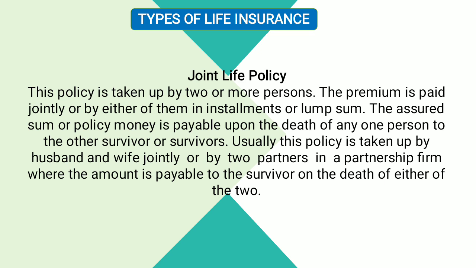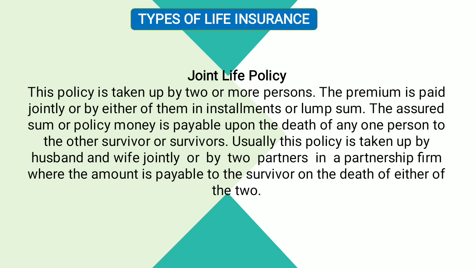The premium is paid jointly or by either of them, in installments or lump sum. So they can pay the premium amount in lump sum or in installments. The assured sum or the policy money is payable upon the death of any one person to the other survivor or survivors. Just like we have three friends who started a business in partnership and have taken a joint life policy. In that case, on the death of any one of the partners, the remaining two partners will get the compensation amount.